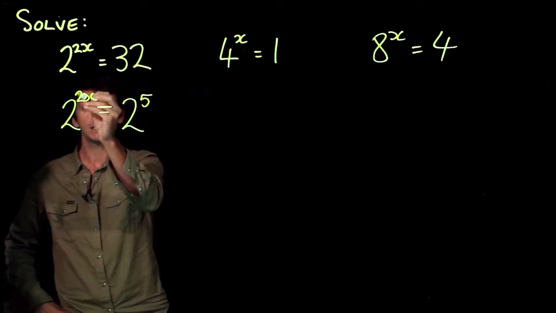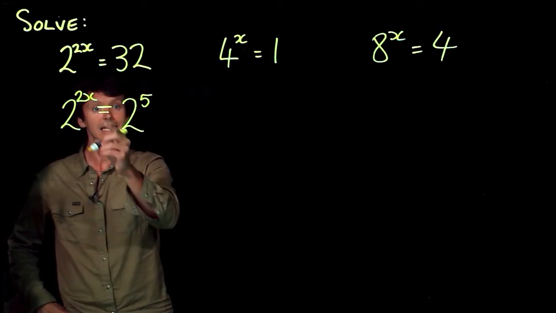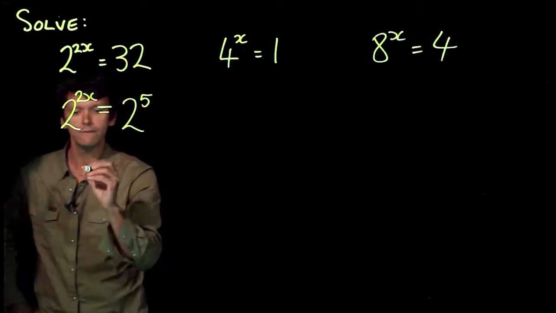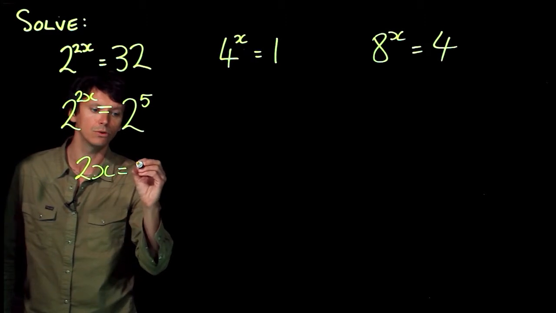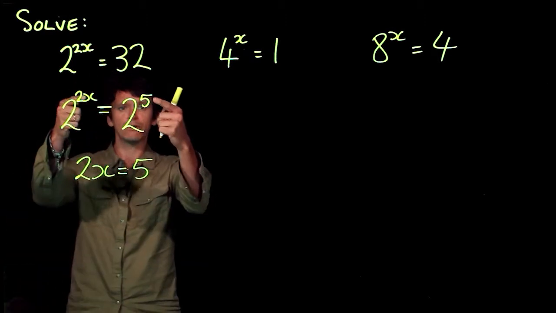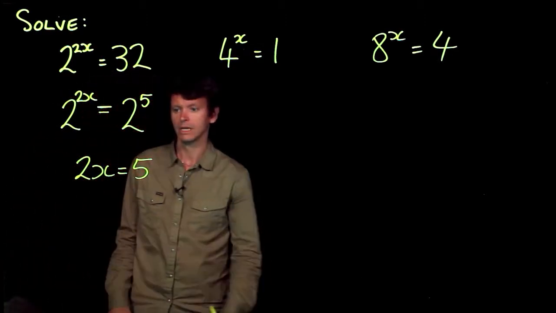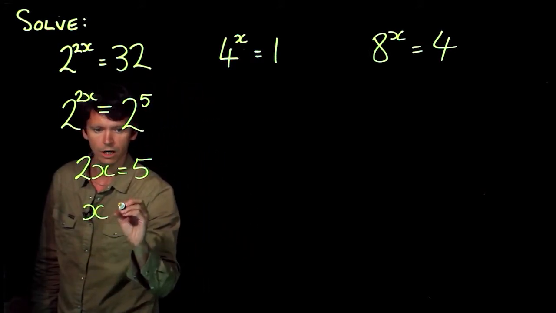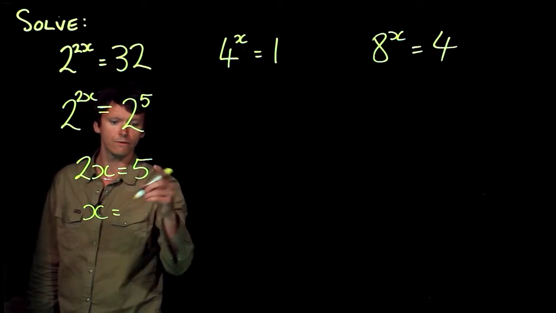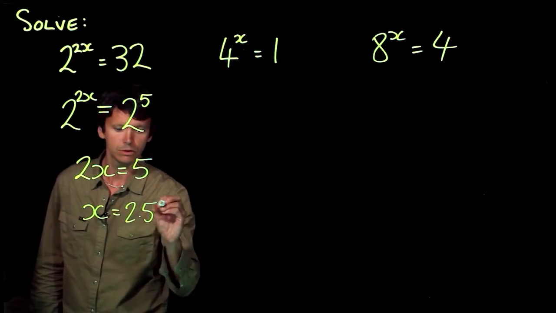Because if we're raising the power of 2 to 2x and it's equal to raising the power of 2 to 5, well, we can also say then that 2x equals 5, because our powers must be the same. 2x equals 5, we divide through by 2 to give us our answer that x equals 5 over 2, or 2.5.